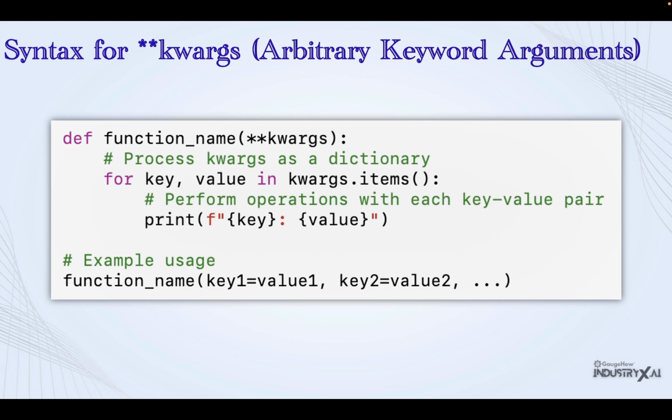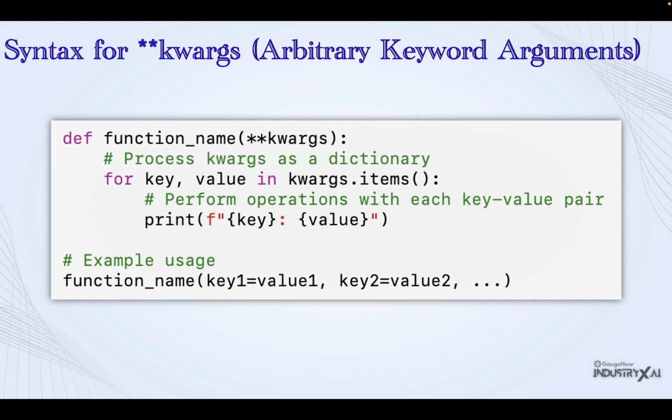So the syntax for the same is, first we will provide def, then the function name, and within parentheses we will provide star star variable, or the arbitrary argument name. Now these keyword arguments refer to the key value pair only. So for that we may again iterate through each element using the for loop.